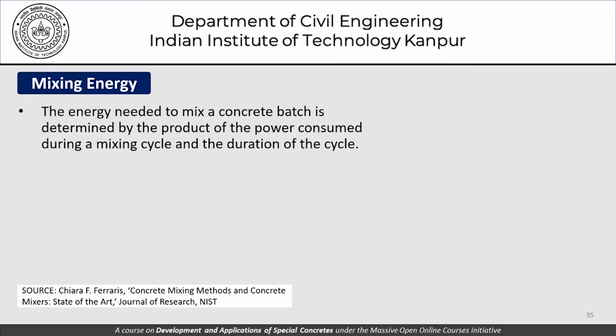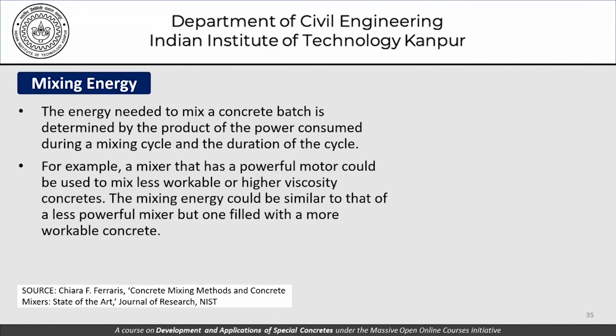As far as research is concerned, you could be talking in terms of the energy required per cubic meter of concrete, and that could vary from one type of concrete to another, of concrete containing viscosity modifiers versus a concrete which is low slump. So for example, a mixer that has a powerful motor could be used to mix less workable or higher viscosity concretes. The mixing energy could be similar to that of a less powerful mixer, but one filled with more workable concrete.